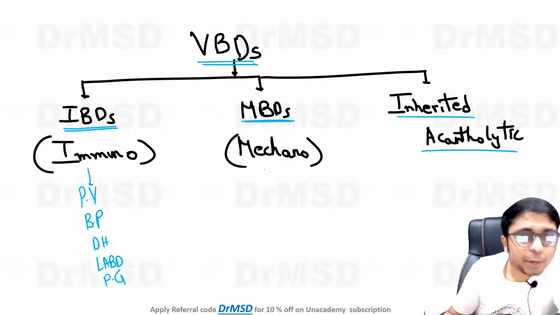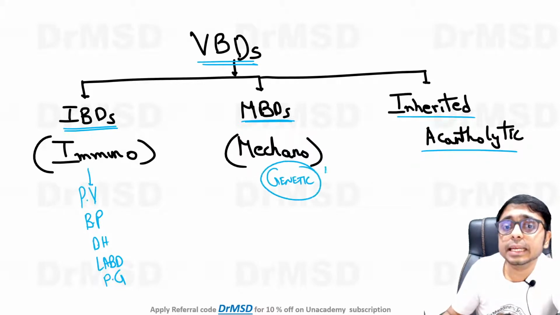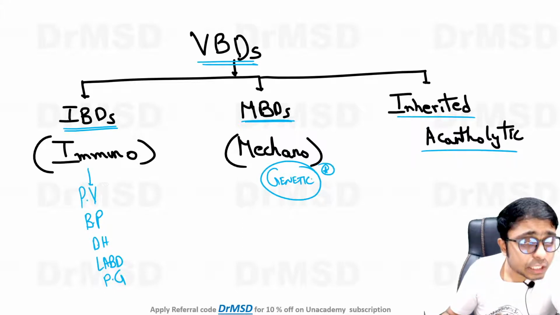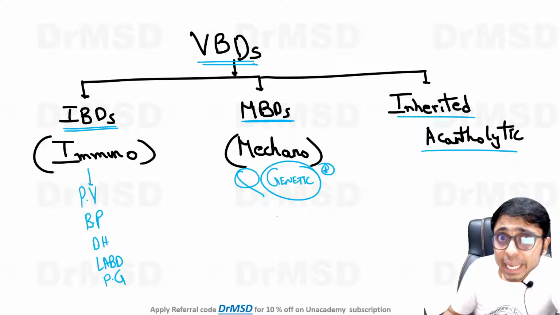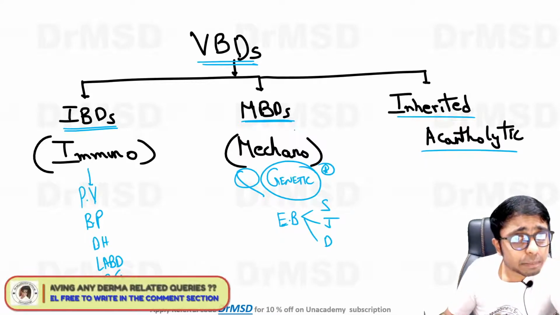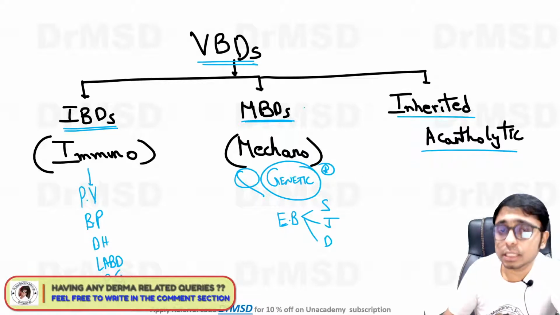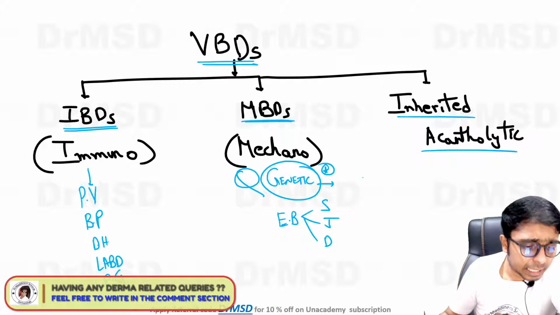In the mechanobullous disorders, you must remember one very important point, that these are all genetically inherited conditions. The other point is the names of these disorders. These are called epidermolysis bullosa: simplex, junctional, and dystrophica. All these are examples of mechanobullous disorders, and these are all genetic conditions.